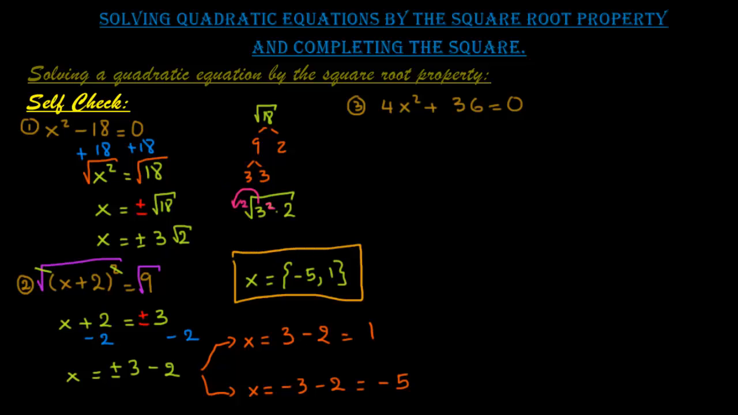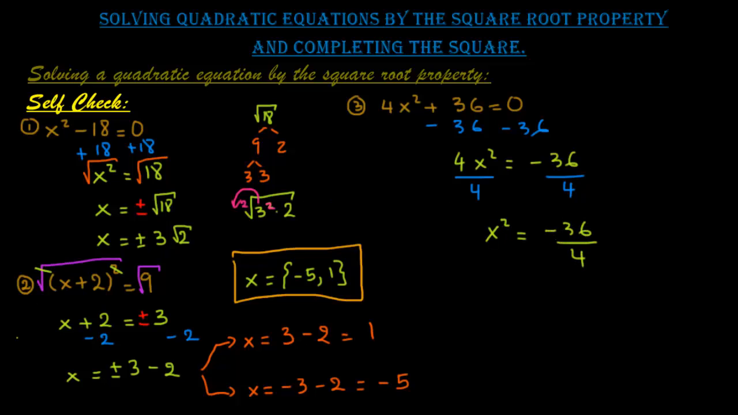Okay, last problem, example 3. So we need to isolate the x. I'm going to subtract 36 on both sides. So we have 4x squared equals negative 36. And keep going. To get x by itself, I have to divide by 4 on both sides. So we have x squared equals negative 36 over 4.